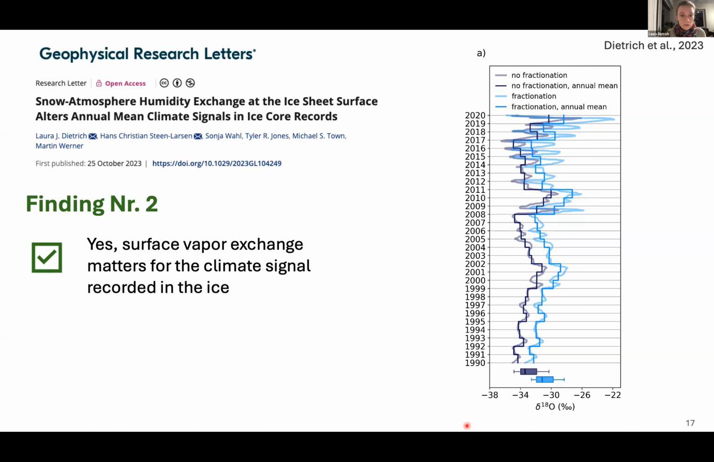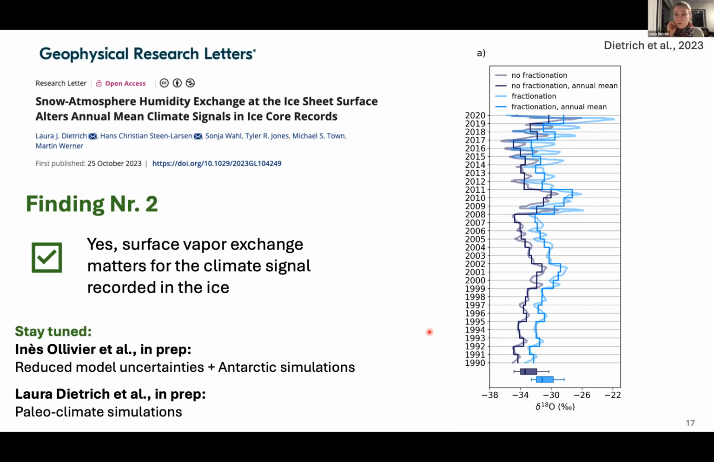And now there is still a lot of work ongoing, but maybe I want to say stay tuned for two things that are currently in preparation. One is a paper by my colleague Ines Olivier, and she has been working on reducing model uncertainties and finding the correct parameterizations. And she also does Antarctic simulations with this new ESO model. And then at the same time, I'm currently working on getting this, which is currently just an ice core for the current climate, into a paleoclimate perspective. So running it basically for other paleoclimates.